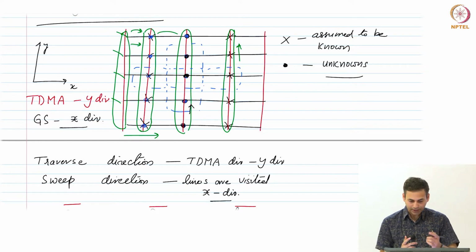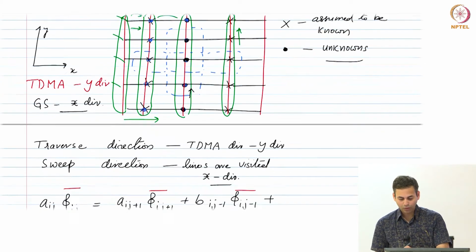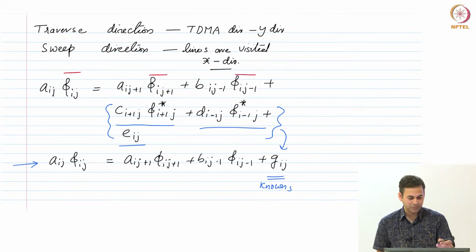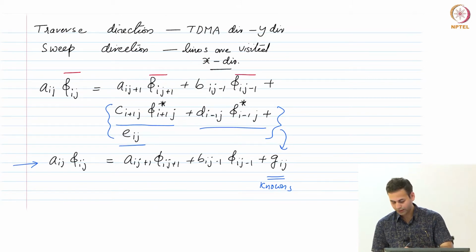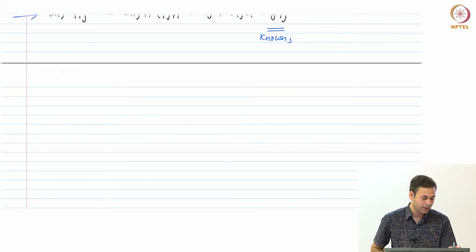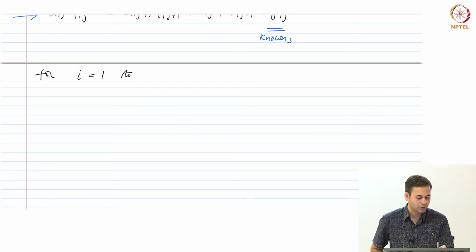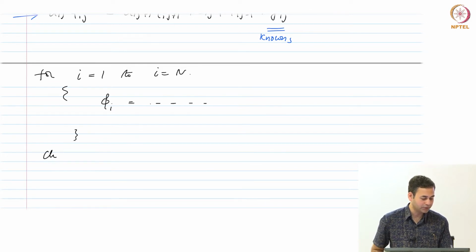So let us say I write a pseudocode for Gauss Seidel. How do you write a pseudocode? Essentially, you loop for i equals 1 to i equals n, you go through each of these and update phi i from these values, and then you check for convergence. That is what you would do. This is what you do in Gauss Seidel.